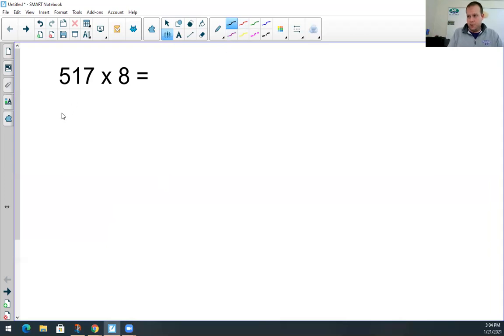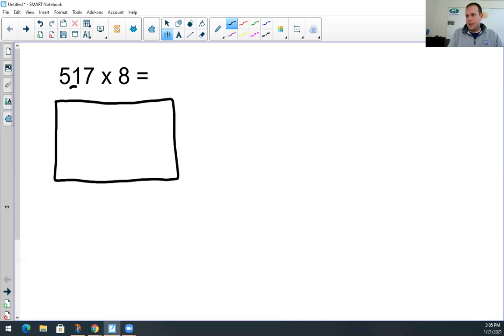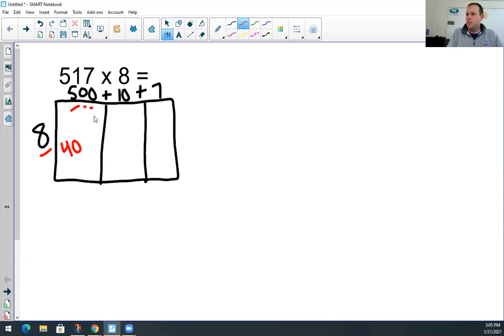So if you're doing an area model, you would create your box, and you'd have 500 plus 10 plus 7, because you will have broken 517 into 500, 10, and 7. And then solving the problem, 8 times 5 is 40, with the 2 zeros is 4,000. 8 times 1 is 8, with the 1 zero here is 80, and 8 times 7 is 56.